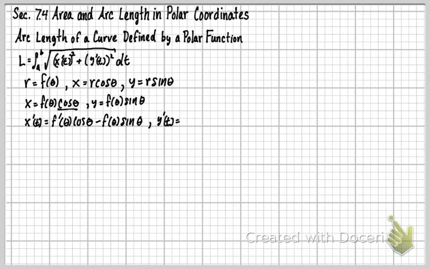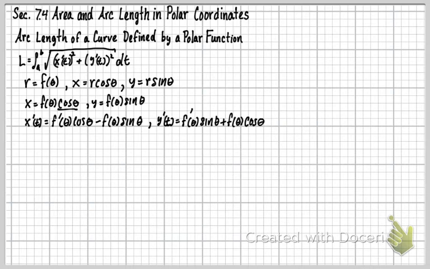And that's just a product rule also. So f prime of theta times sine of theta plus f of theta, excuse me, cos of theta. So there's my two derivatives of my x of t and y of t.